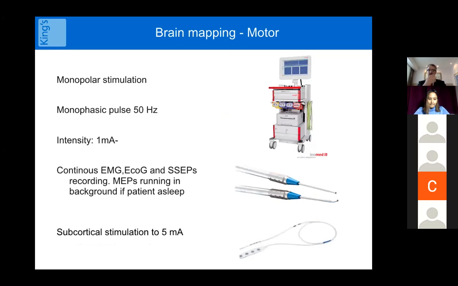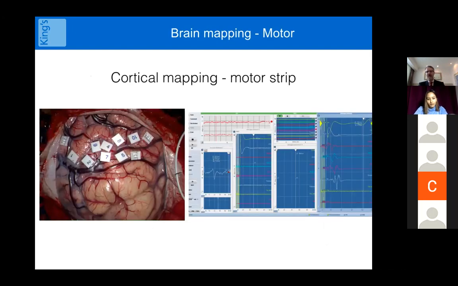So again, I don't want to go into the detail here, but there are different ways that we have to interrogate the brain. And when we do motor mapping, we usually perform it with these parameters, which is monopolar stimulation with the monophasic pulse. And we do the stimulation at cortical and subcortical level. And how we perform this, we do our tumor exposure.